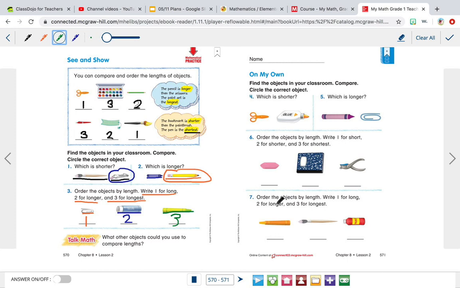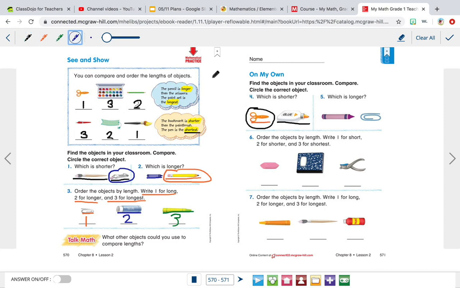All right. I hope you paused it and you came back. So what we're going to do is look at which one is shorter. So here is the scissors, and here is a glue bottle. Which one is shorter? I hope you're saying the scissors, because look how much shorter it is than the glue stick. So we're going to circle scissors.